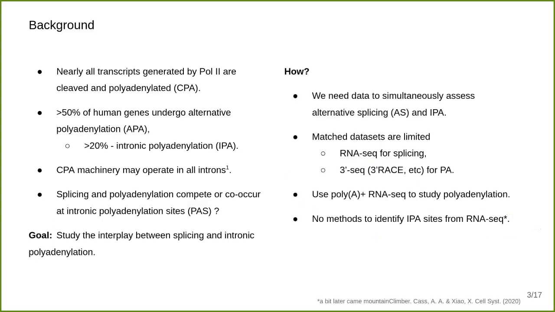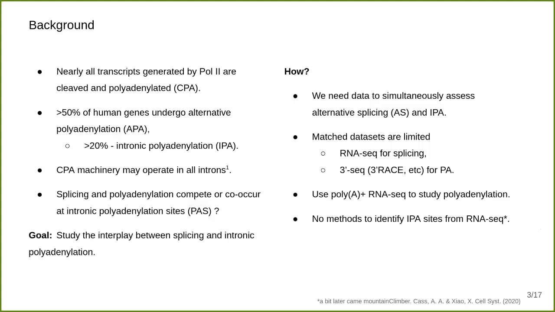To do that, we need data that allows to simultaneously assess alternative splicing and IPA. Matched datasets are very limited, because to study splicing we need RNA sequencing dataset, and to study intronic polyadenylation, normally oligo-dT primers-based methods are used, like 3' sequencing, 3'-Seq, PolyA-seq, etc. So the easiest way here would be to use poly-A plus RNA sequencing to study polyadenylation too.